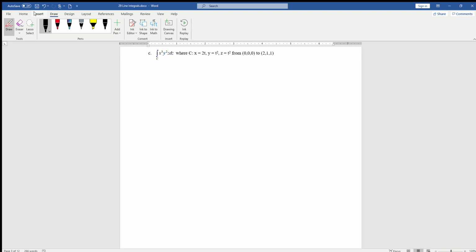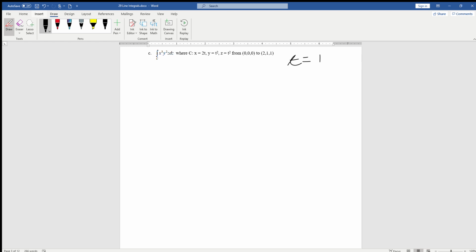of x cubed y squared z dz, where C is the path x equals 2t, y equals t squared, and z equals t squared. And the range of values is going to go from (0, 0, 0) to (2, 1, 1). So the first thing we see is that we need to find what the value of t is. Now t in this case is going to be 1, and here's why.